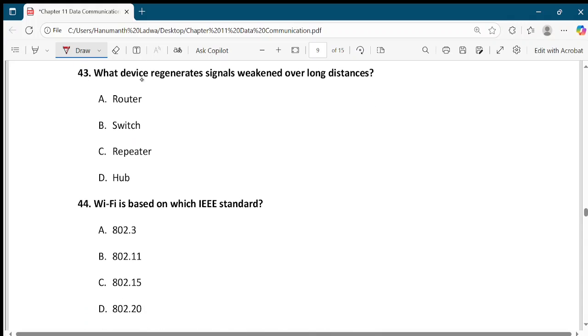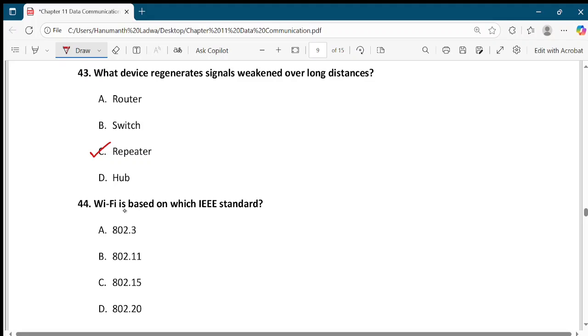Question number 43. What device regenerates signals weakened over long distances? Option A, router, B, switch, C, repeater, D, hub. So here option C, repeater, is the right answer. A repeater is a hardware device which is used to amplify the weakened signal. So hence option C, repeater, is the right answer.